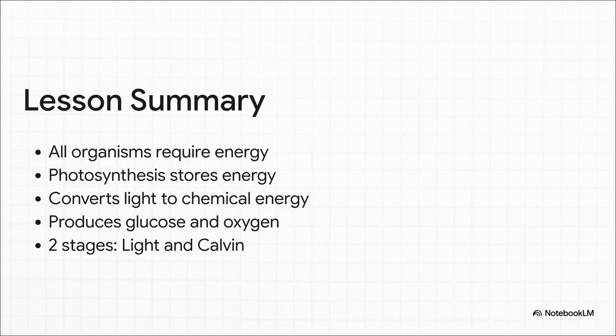To wrap up today's explainer, let's quickly recap our core takeaways. All organisms require energy. Photosynthesis converts light energy into chemical energy using CO2 and H2O to produce glucose and oxygen in 2 stages, the light-dependent reactions and the Calvin cycle. Our next lesson will dive deeper into leaf anatomy, chloroplasts, and pigments.